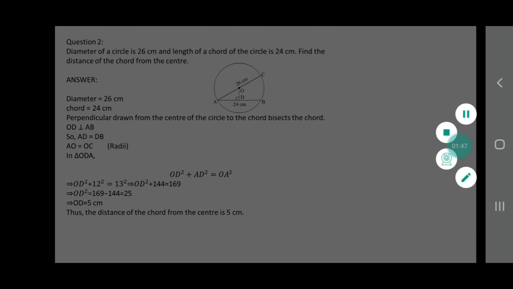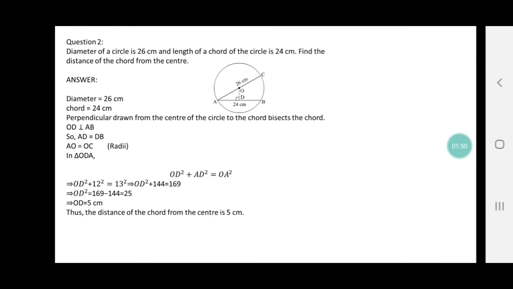Now the next problem. That is problem number 2. The diameter of the circle is 26 centimeter and the length of the chord of the circle is 24 centimeter. Find the distance of the chord from the center. Diameter is equal to 26, chord is 24. This AC is the diameter and chord is AB. So AC is 26 and AB is 24.